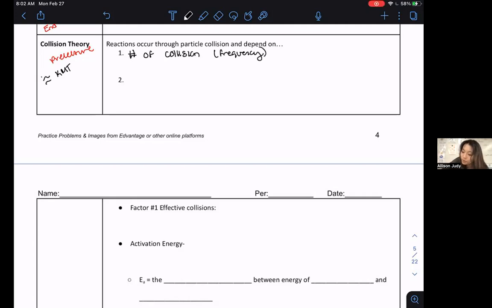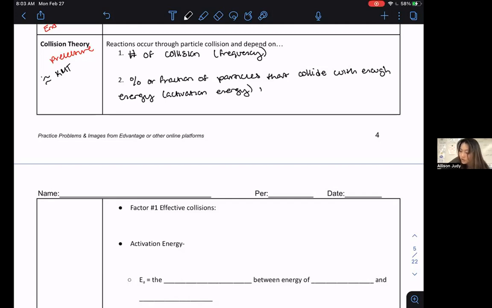And two, the percent or fraction of particles that collide with enough energy, known as activation energy, to successfully break old bonds and complete formation of new bonds.